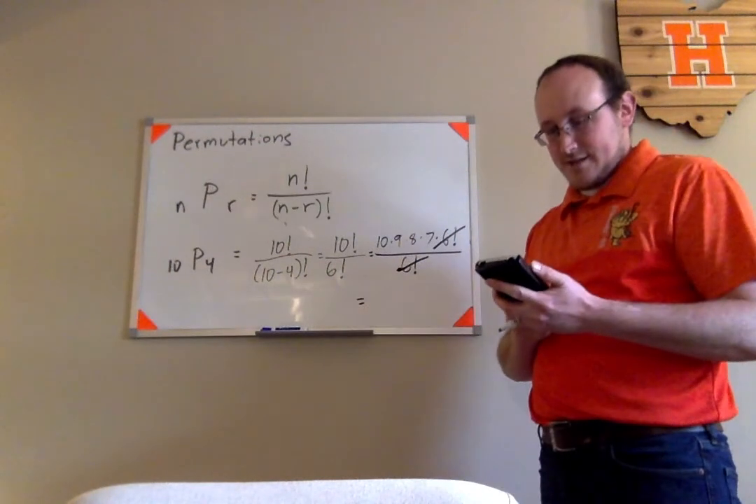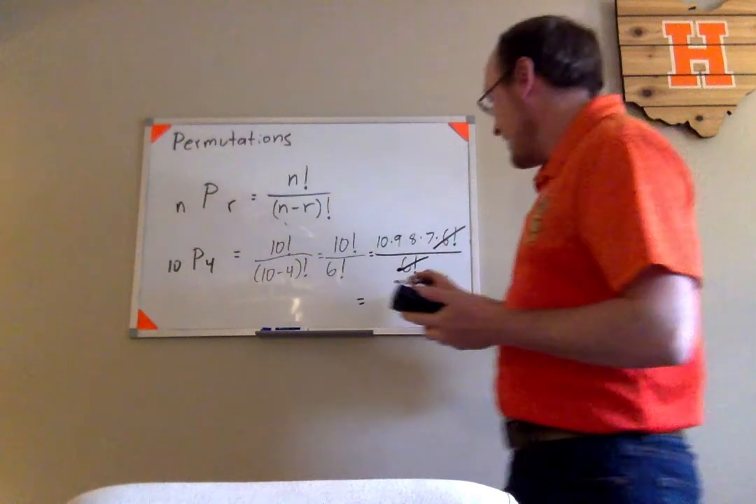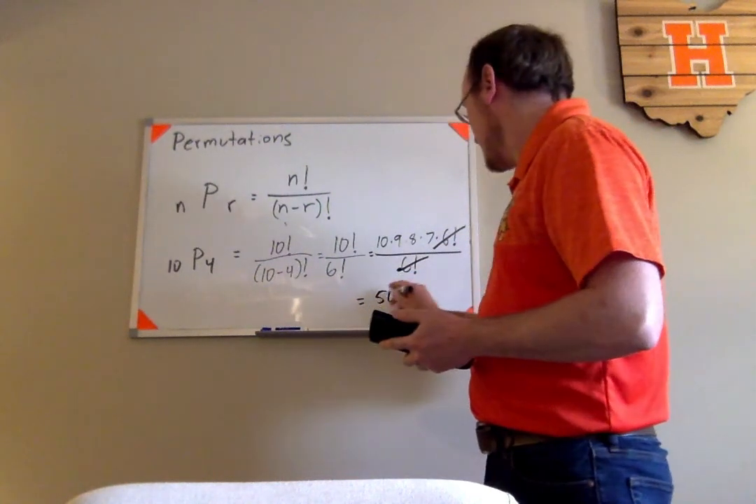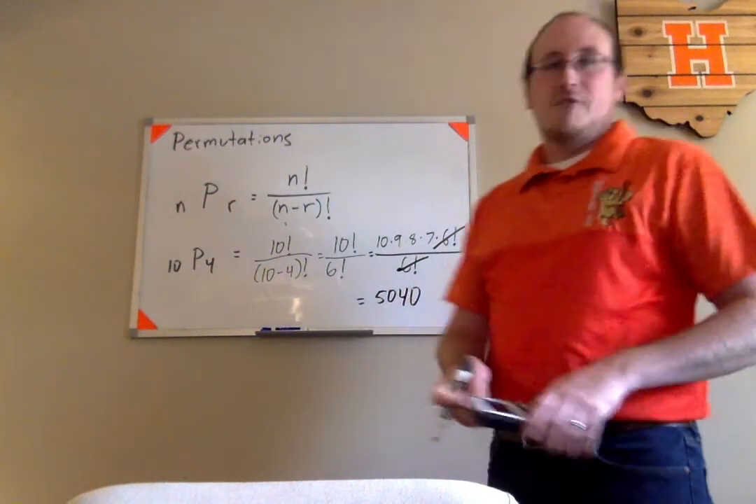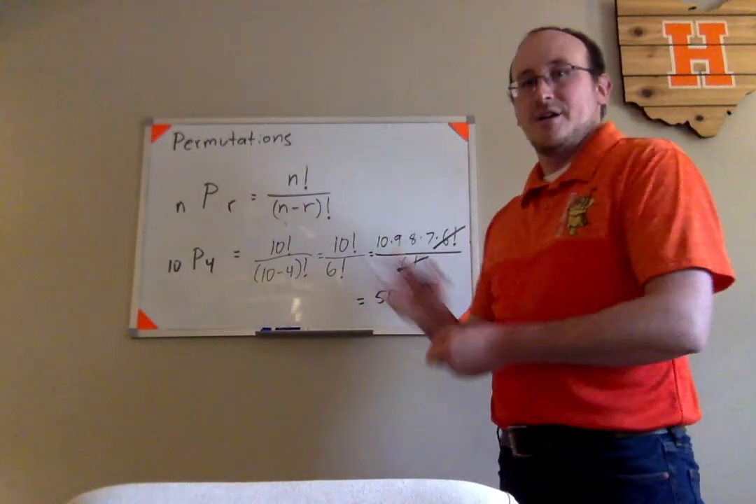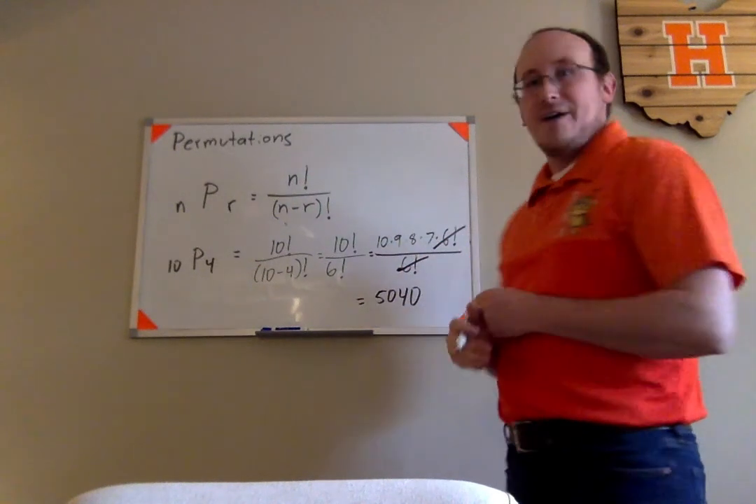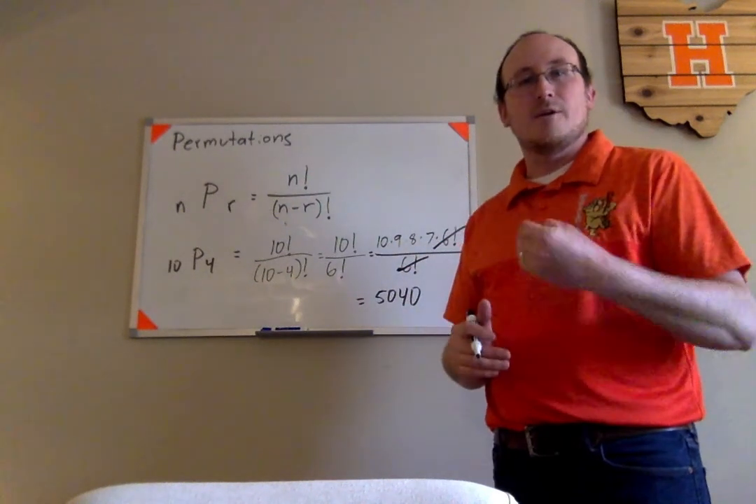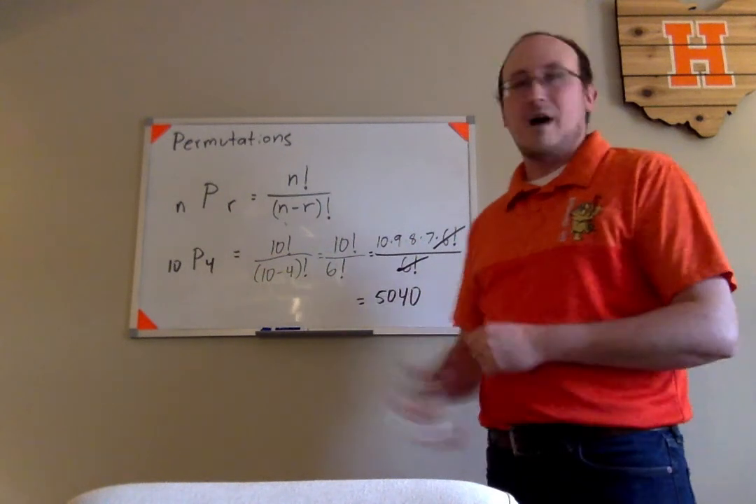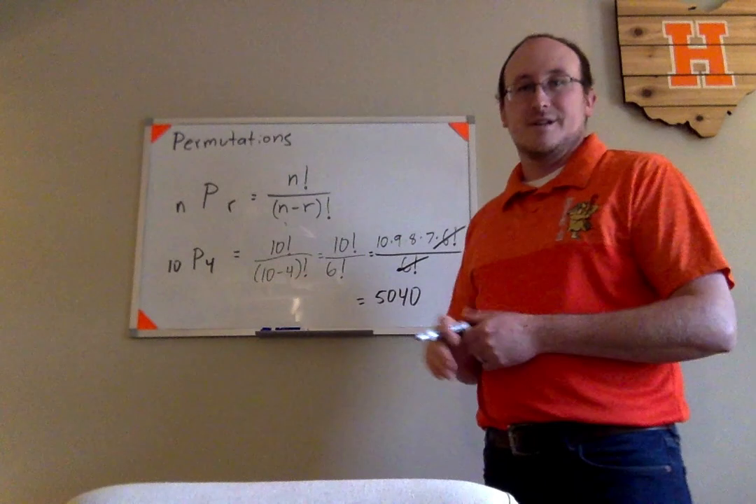So I'll do that now. 10 times 9 is 90, times 8 times 7 is 5,040. So if I had 10 objects that were all different, and I wanted to pick 4 of them and arrange them in a certain order, there would be 5,040 different, unique arrangements I could make of 4 objects out of that group of 10, with this one being first, second, third, and so on. I think that's pretty cool.